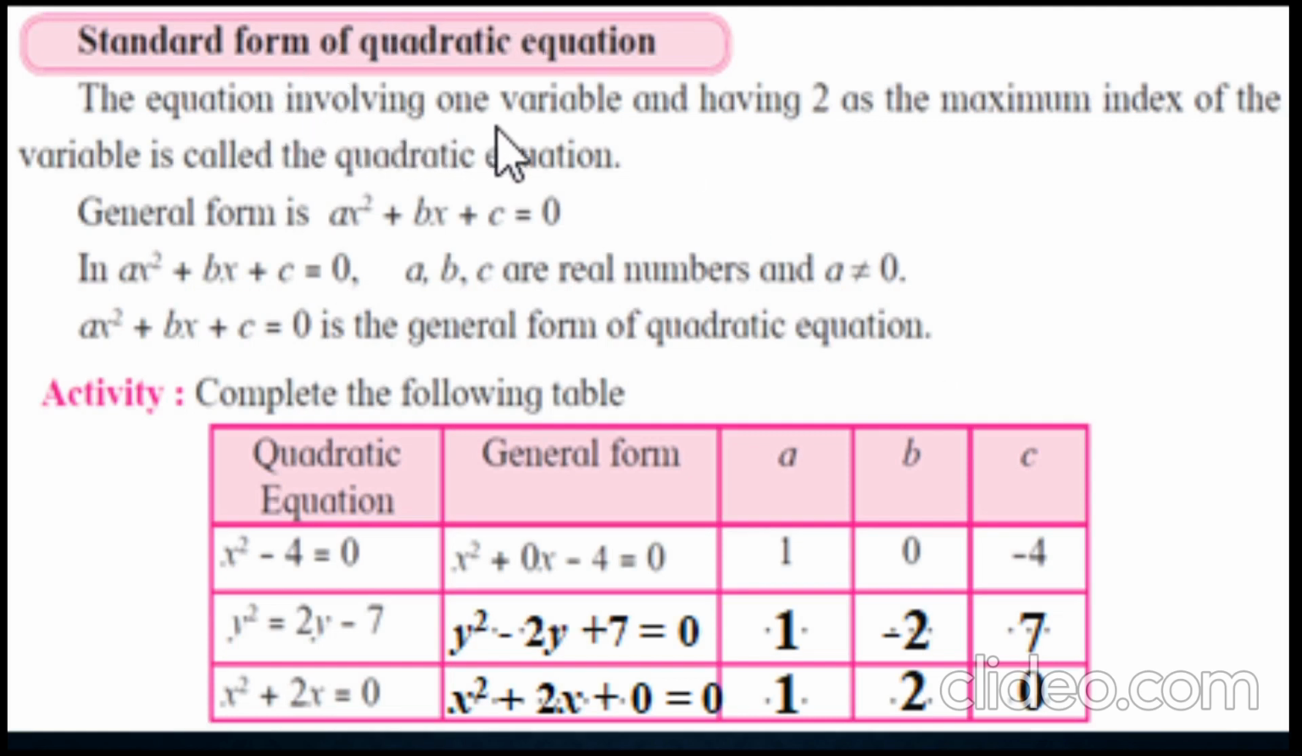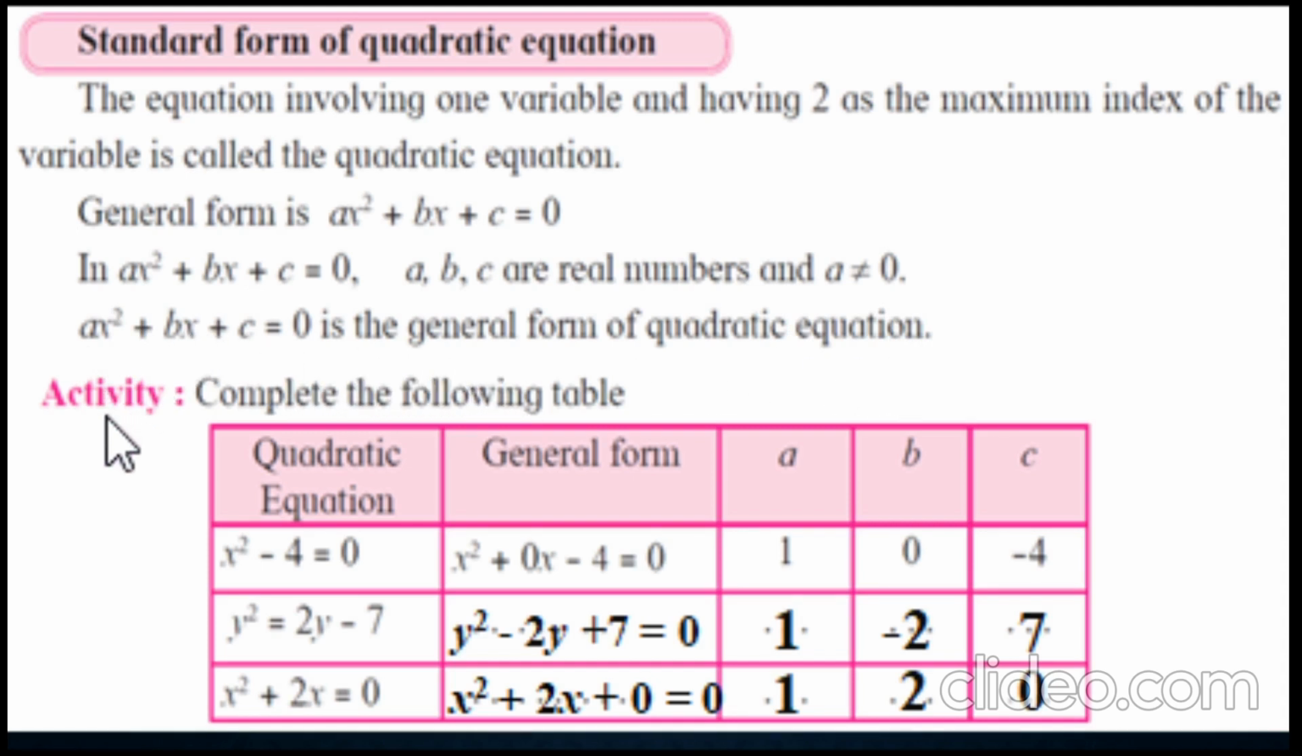The equation involving one variable and having 2 as the maximum index of the variable is called the quadratic equation. The general form is ax square plus bx plus c is equal to 0. In ax square plus bx plus c is equal to 0, a, b, c are real numbers where a is not equal to 0. b and c can be 0. Ax square plus bx plus c is equal to 0 is the general form of quadratic equation.